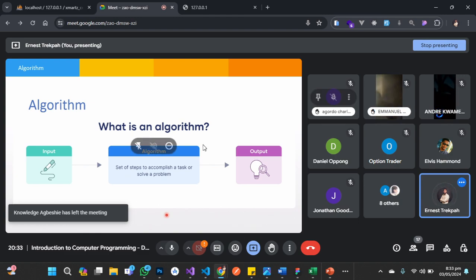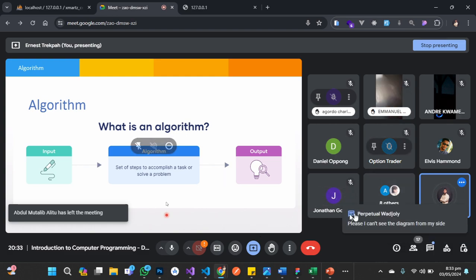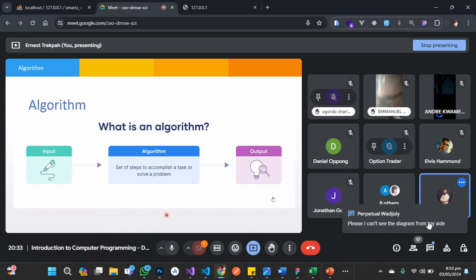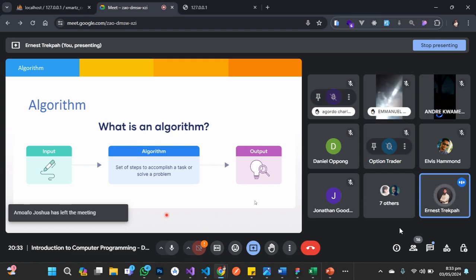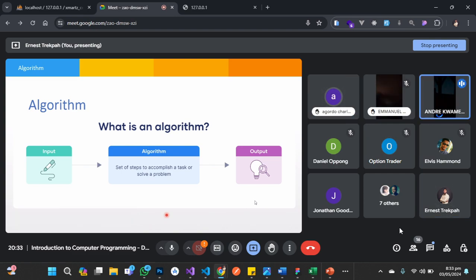Okay, so I think I can go full screen. Please, I can't see the diagram from my side. Whoa. Please, can you see the screen? Can you see the screen? Yes. She has to enlarge it. Oh, okay.